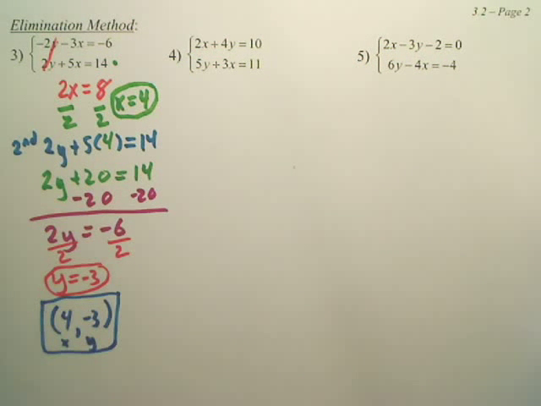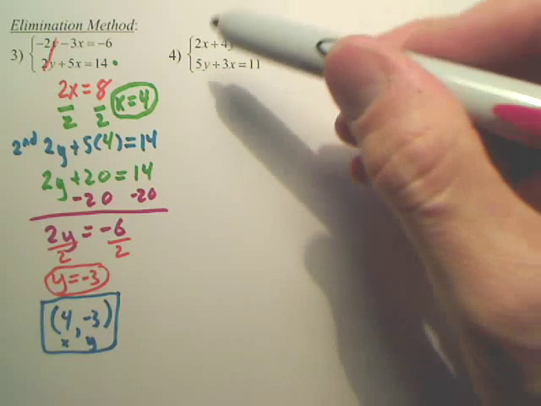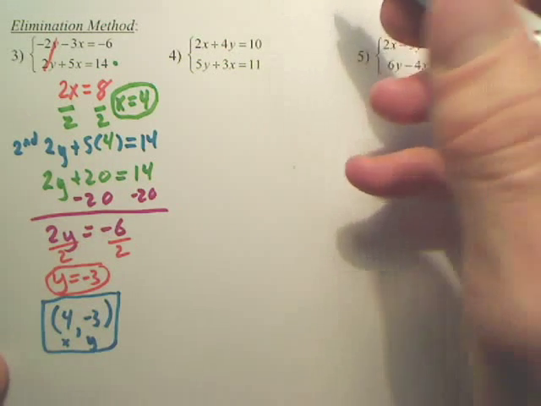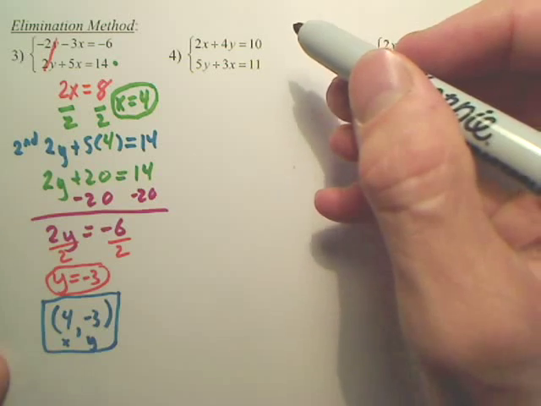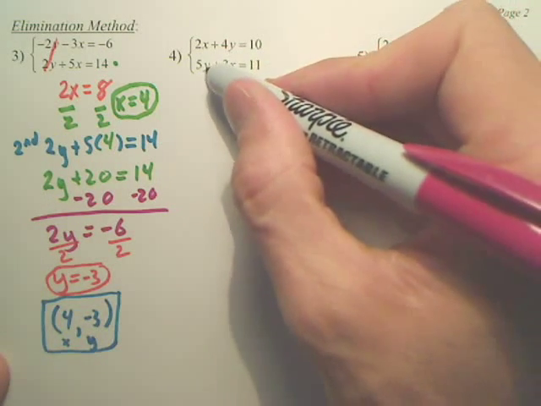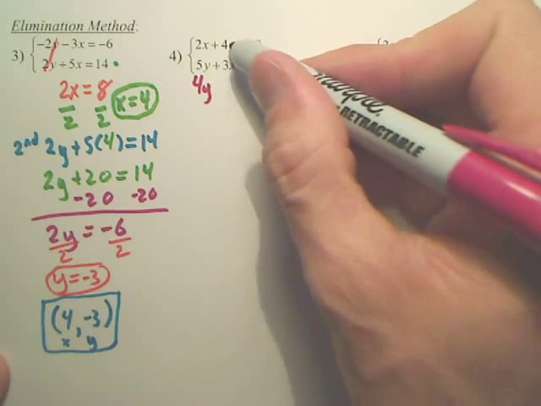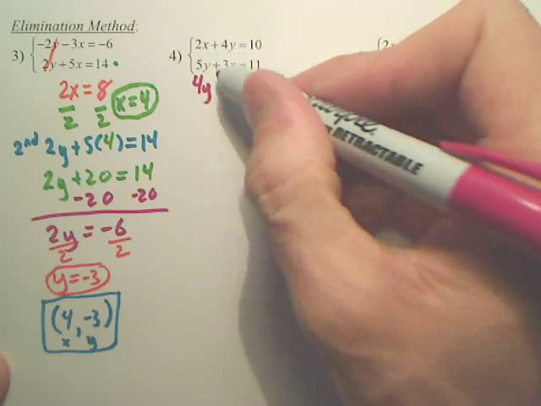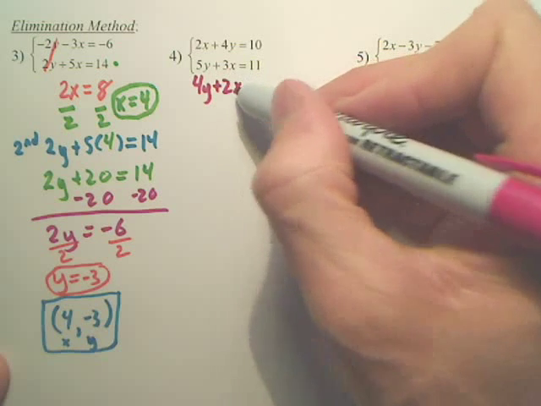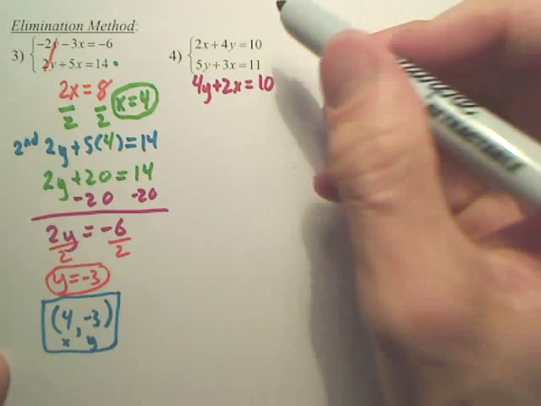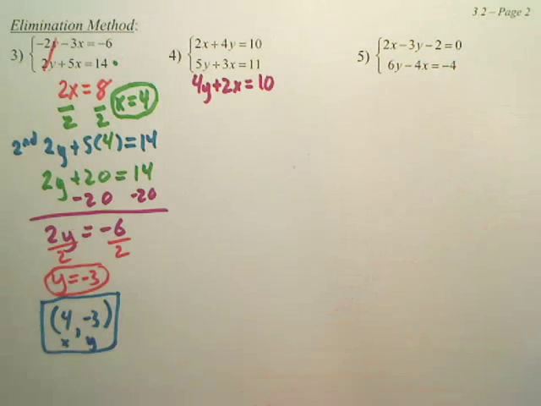Too bad, number 4 is not set up nice and easy. First of all, are the x's and y's lined up? No. For 4, we first have to rearrange it so the x's and y's line up. So I'm going to rearrange the top so it matches the bottom. So I'm taking this 4y right there and plug it right there. And the 2x, put it right there. And the 10. All I did is rearrange the first equation.